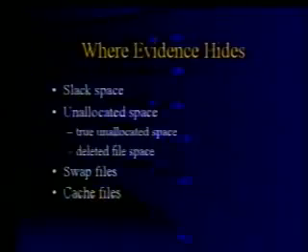Okay? Evidence hides, I've spoken about ambient data. It hides in slack space and unallocated space. Unallocated space comes in two flavors. One flavor is true unallocated space, that's virgin space on the disk where nothing has ever been written. The rest is deleted file space. This is space that's been filled by files that have been deleted or erased, or remnants or fragments of those files and data. Swap files and cache files. This is where we look for our evidence.